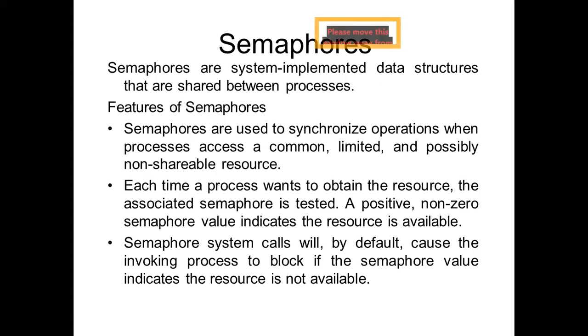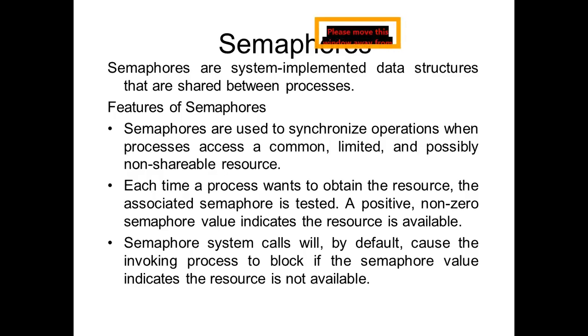Now here you can see semaphores are system implemented data structures. So what are semaphores? Ultimately we can define them as data structures that are shared between processes. So we can store data here because it acts as a data structure. What are the different features of the semaphores? Semaphores are used to synchronize operations when processes access a common, limited, and possibly non-shareable resource.